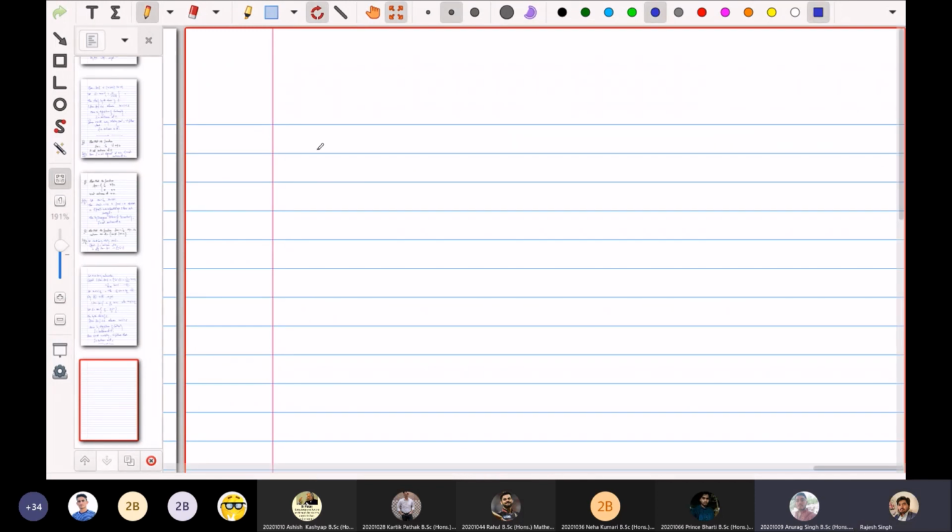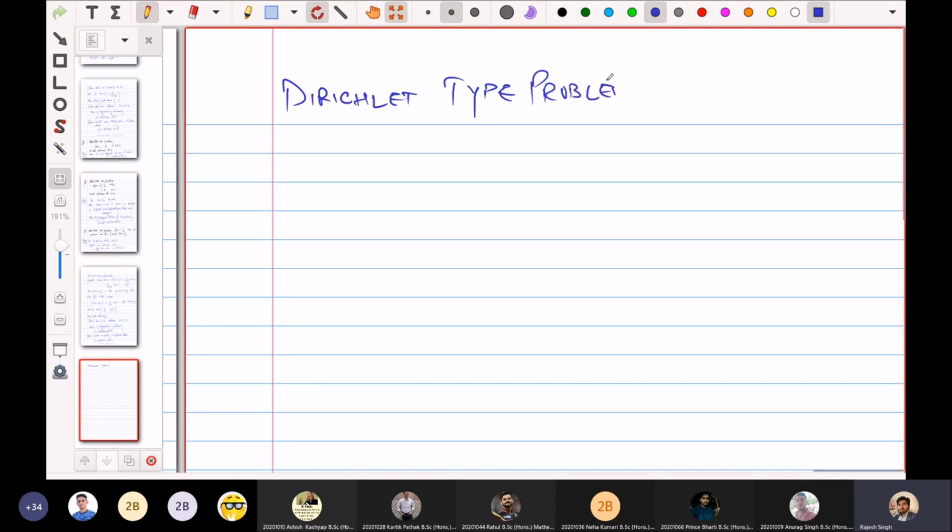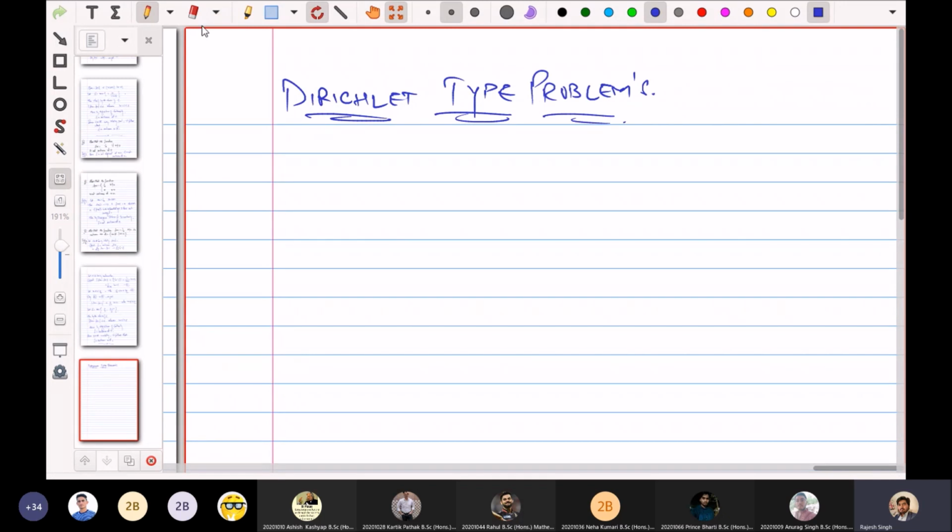हाँ. So let us define some function. So Dirichlet type problems. तो सेम जो हमने कंटिन्यूटी वहां पे लिमिट्स में करा था, वही चीज यहाँ पे भी होगी. ठीक है, कुछ डिफरेंट नहीं होगा.